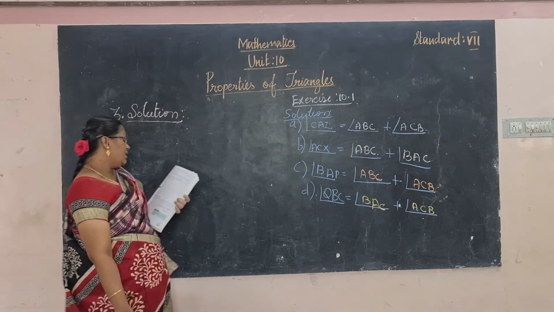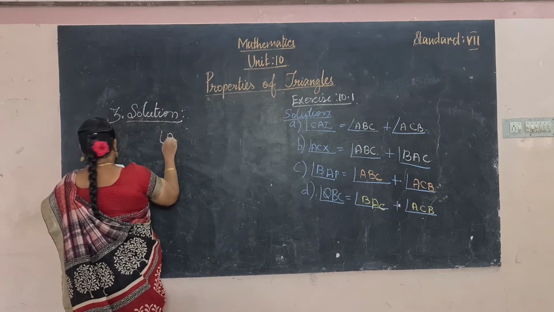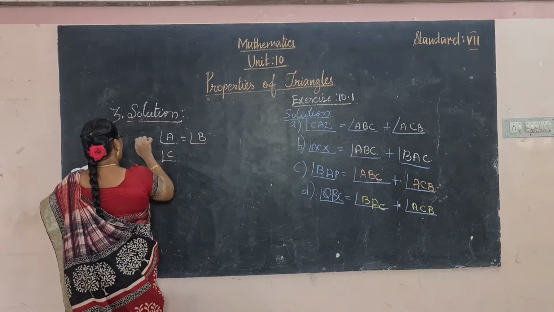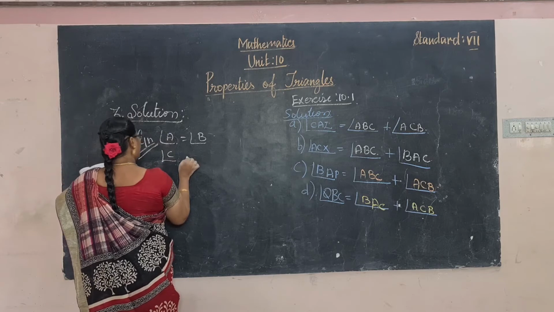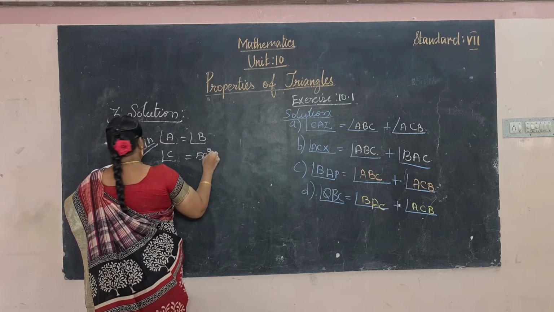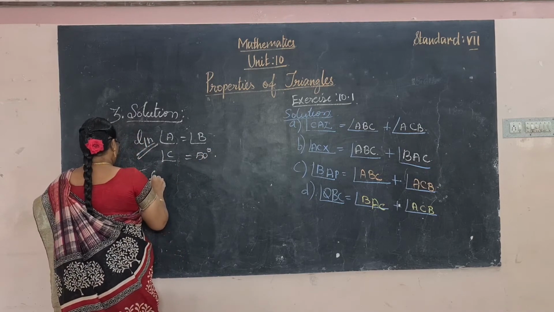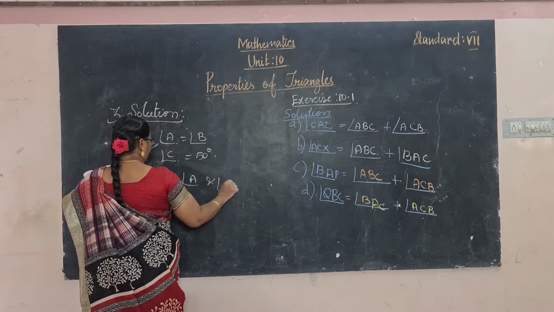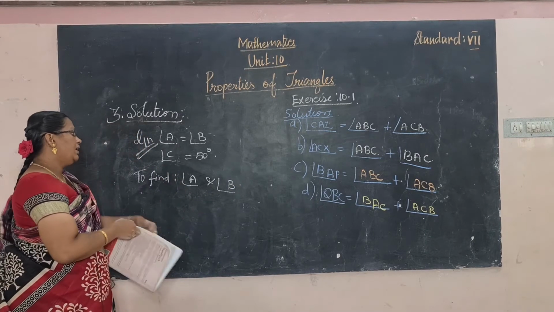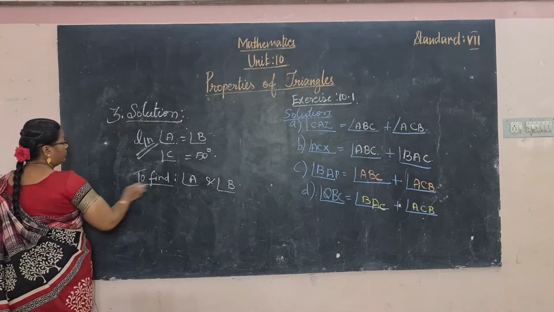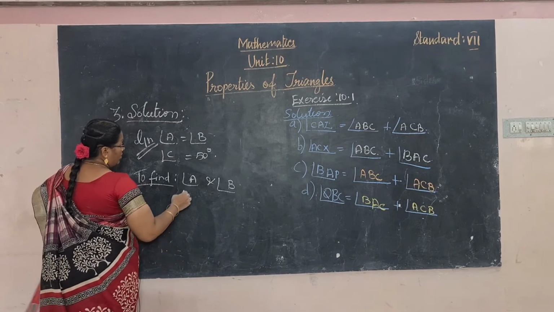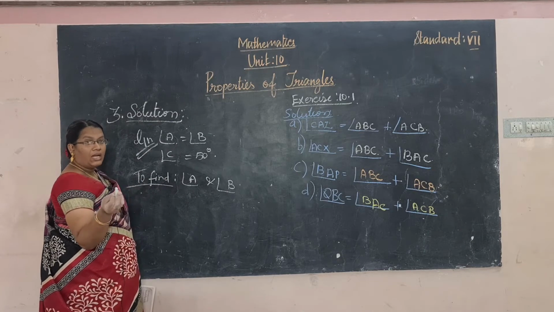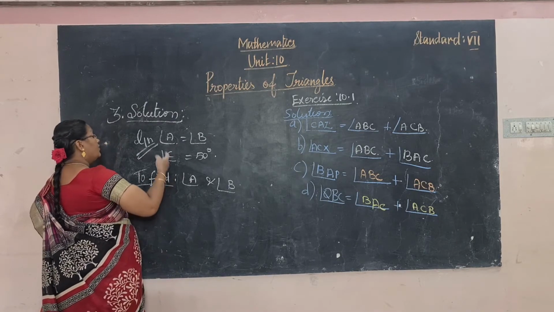In triangle ABC, angle A and angle B are equal, given. Angle C is equal to 50. Find angle A and angle B. So what is the relation between these three angles? We use the angle sum property of a triangle. Here one condition is given.